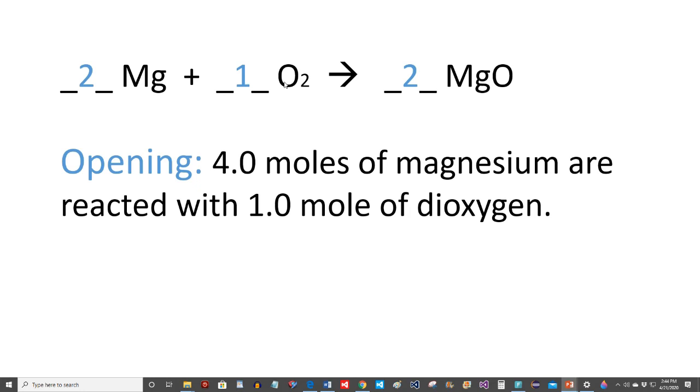So since we only have 1 mole of dioxygen, we can only react 2 moles of magnesium. We can only produce 2 moles of magnesium oxide. And guess what? Since we have 4 moles of magnesium, we're going to have leftover magnesium. In the world of chemistry, it's called a residual product. We're going to produce 2 moles of magnesium oxide, and we're going to have 2 moles of magnesium as a residual product, as leftovers. Magnesium that doesn't get reacted because we don't have enough dioxygen to react it.